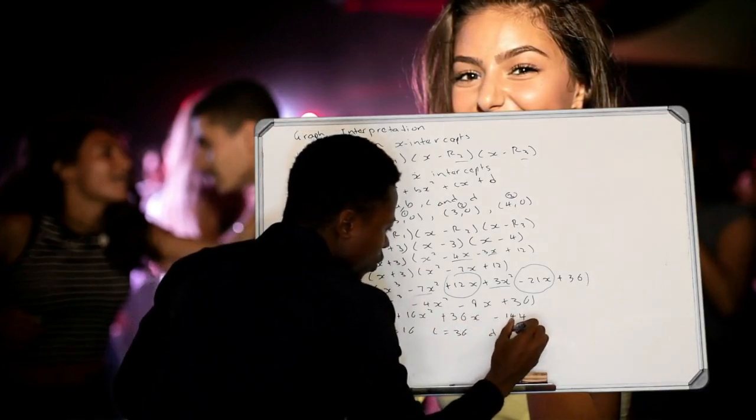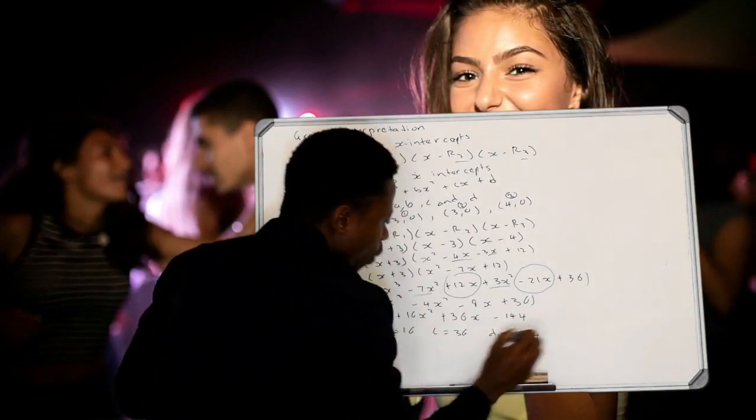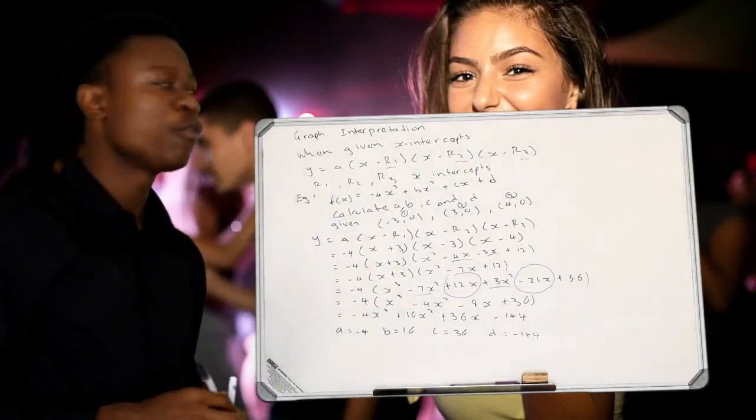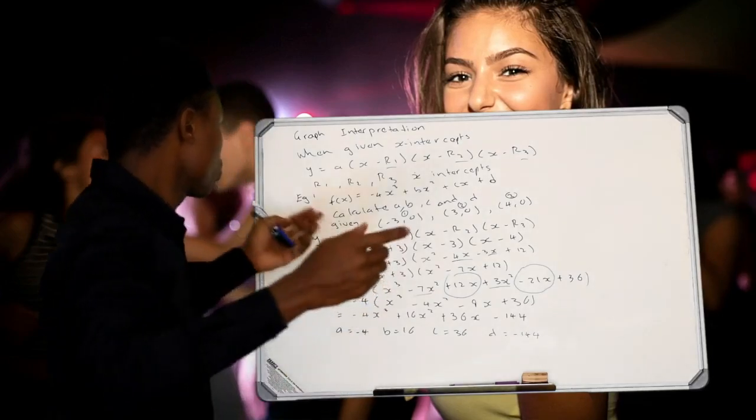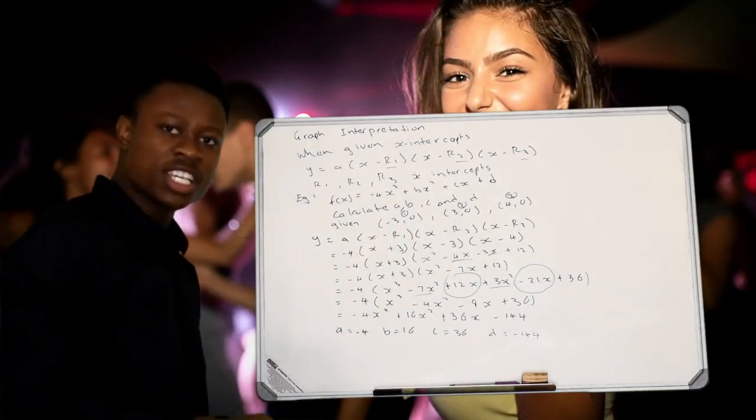And D is equal to negative 144. The y-intercept is negative 144. And I have basically solved this equation. This wasn't too hard. This was easy.